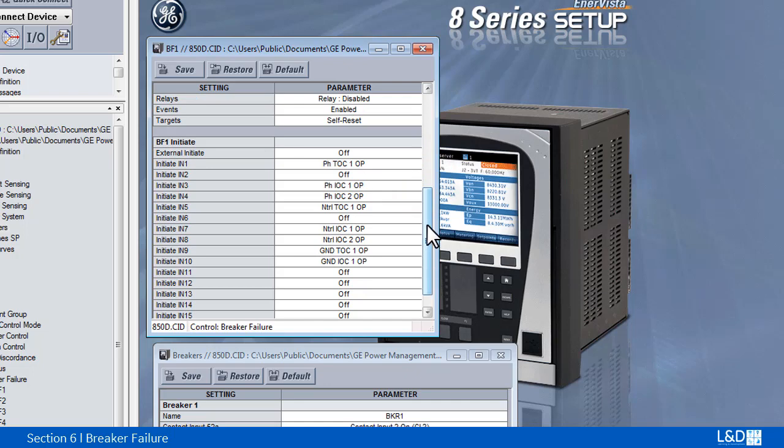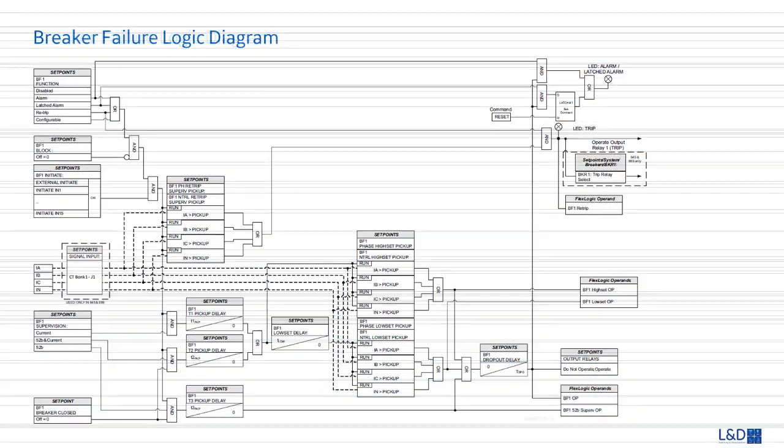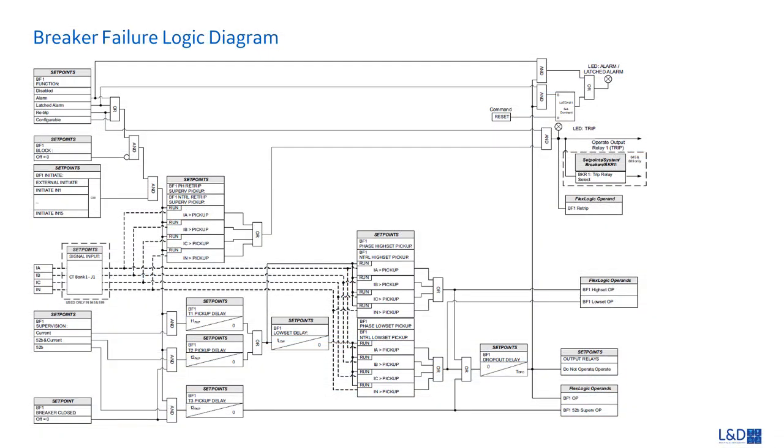The breaker failure initiation can be from external with a flex operand or with 15 internal protection operands like the phase TOC, IOC operate or neutral TOC, IOC operate. In the logic diagram of breaker failure, we're going to introduce the operands of breaker failure retrip and breaker failure operand, then the timers T1, T2, T3 and the low set delay.